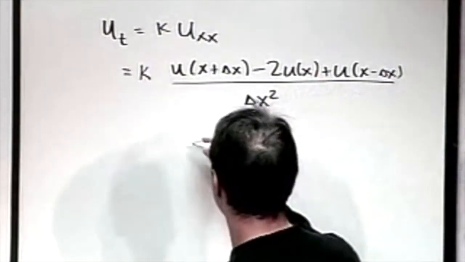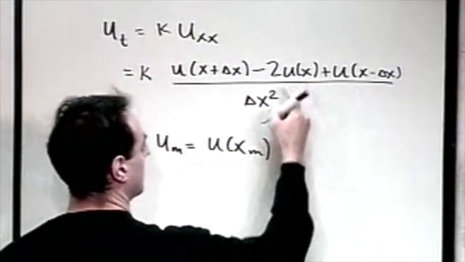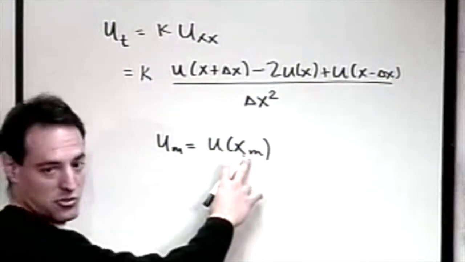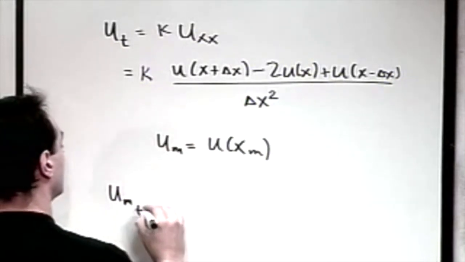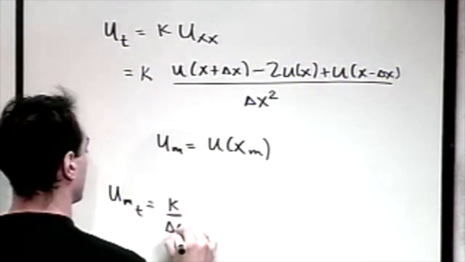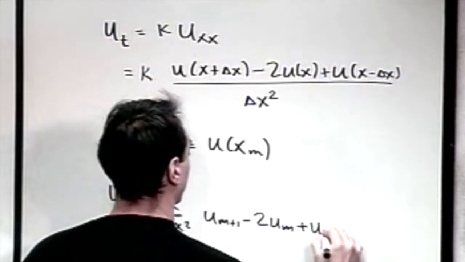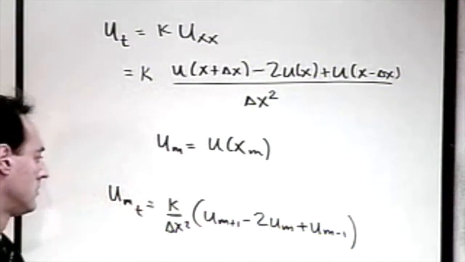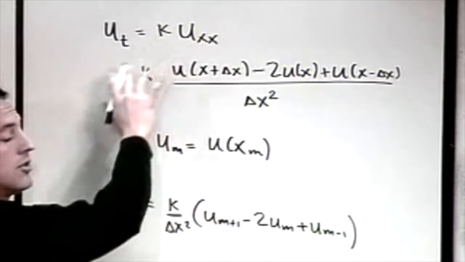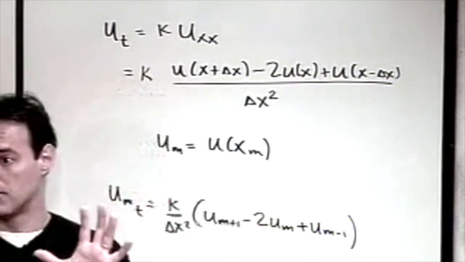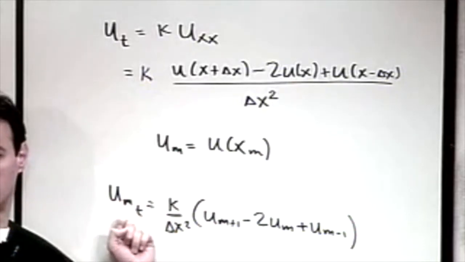Another way to think about it, if we think about u_m being u of x_m, so in other words, I'm at some point where, remember, x1, x2, x3, these are all my points that I've got, then what this becomes is u_m'(t) equals k over Δx squared times u_{m+1} minus 2u_m plus u_{m−1}. Notice, in this discretization, I've taken a problem which was a partial differential equation which had space and time all wrapped up together, and I've turned it into simply a problem that depends on time. Turned it into a differential equation.